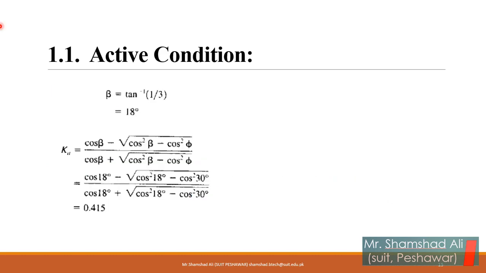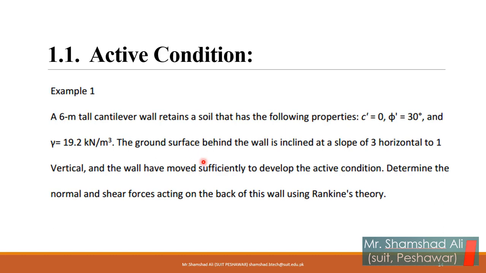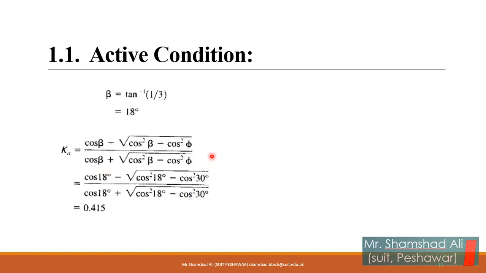So first you have to calculate beta. You have to solve the trigonometric equation, tangent inverse of 1 divided by 3, which will give you 18 degrees. Now K is equal to this, this is the equation for K, because beta is greater than 0. Now we are going to use this equation. The answer is 0.415, in the range of 0.2 to 0.9, so our calculation is correct.